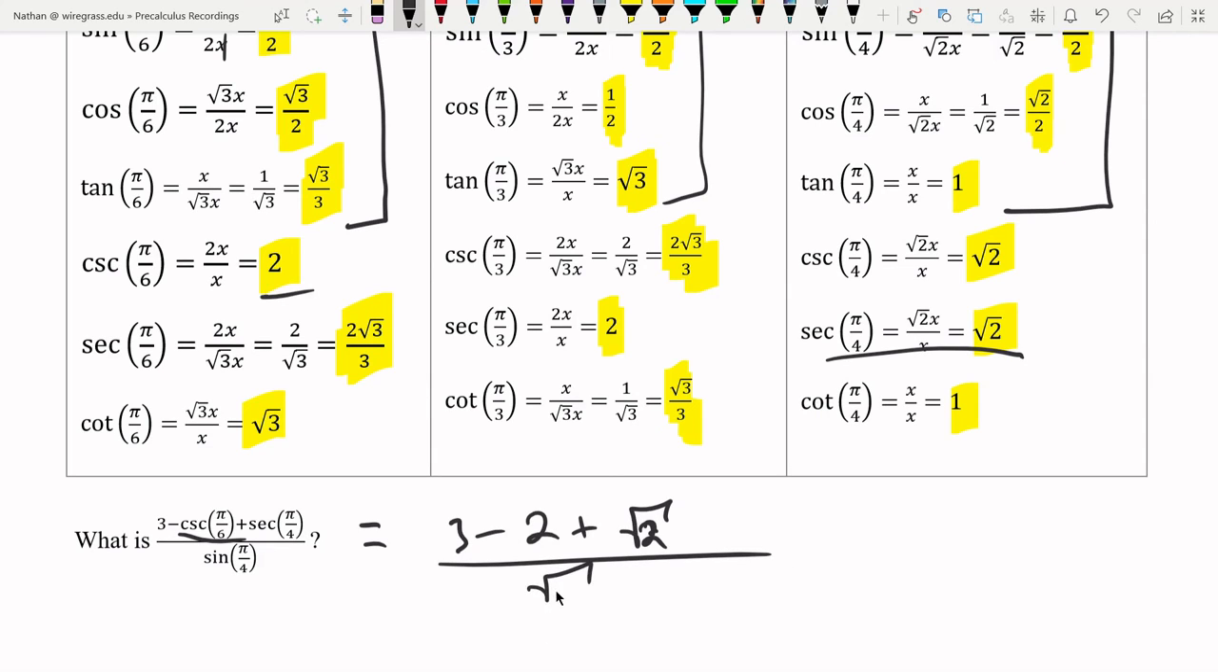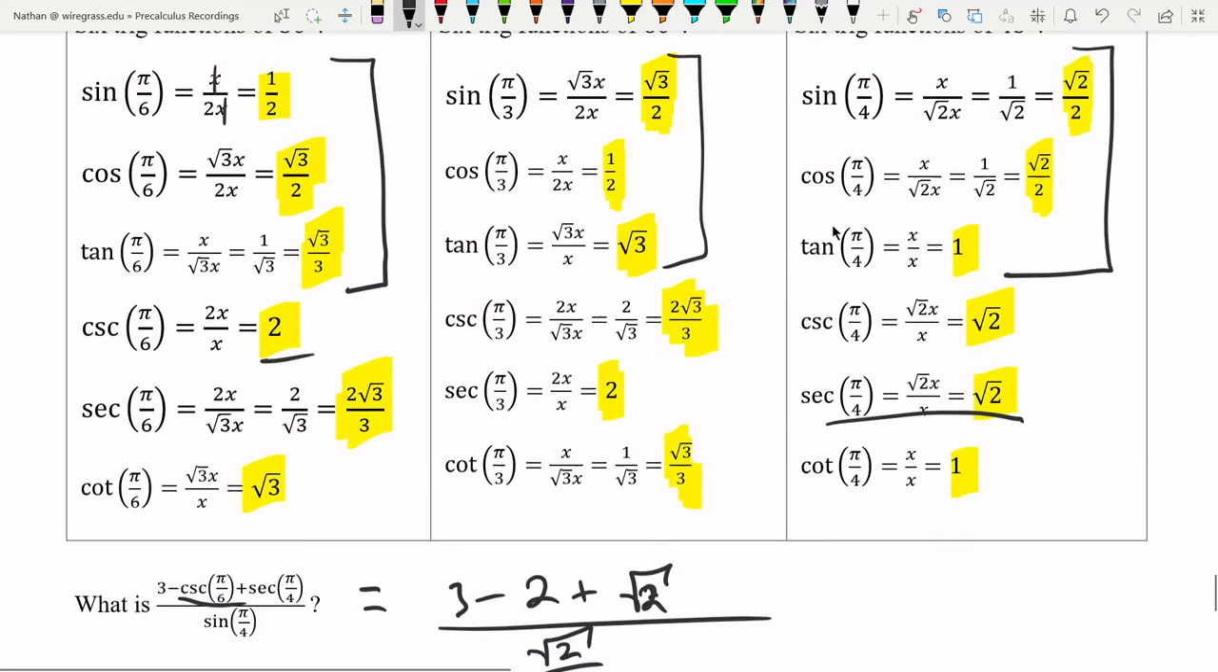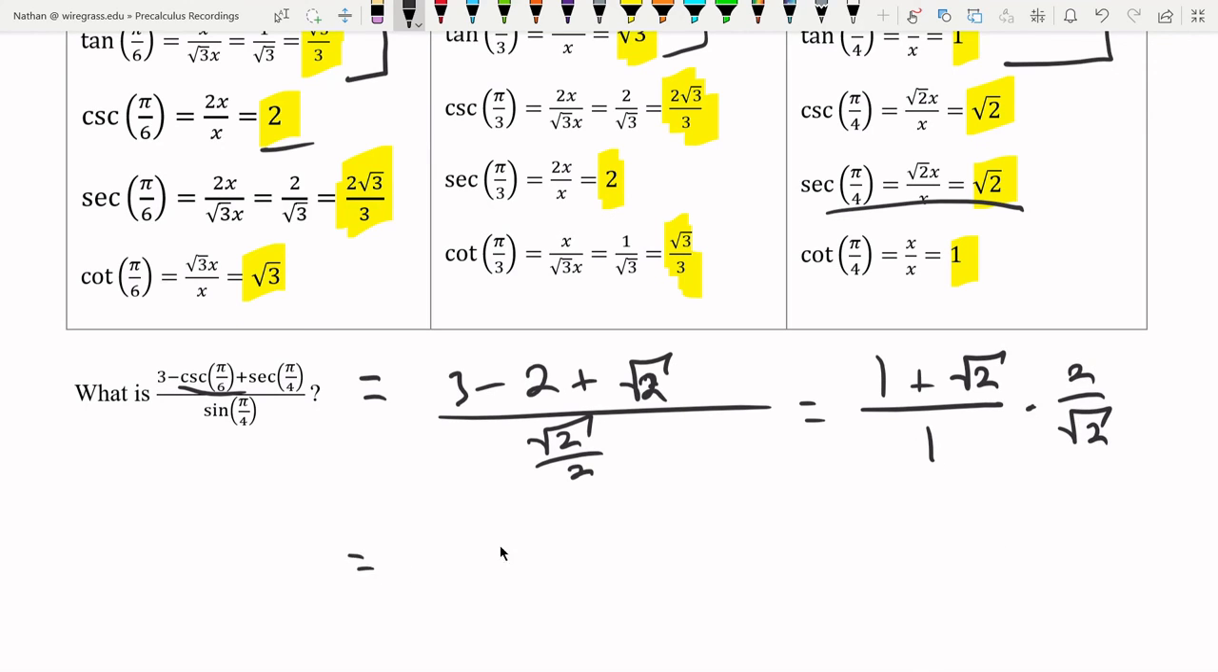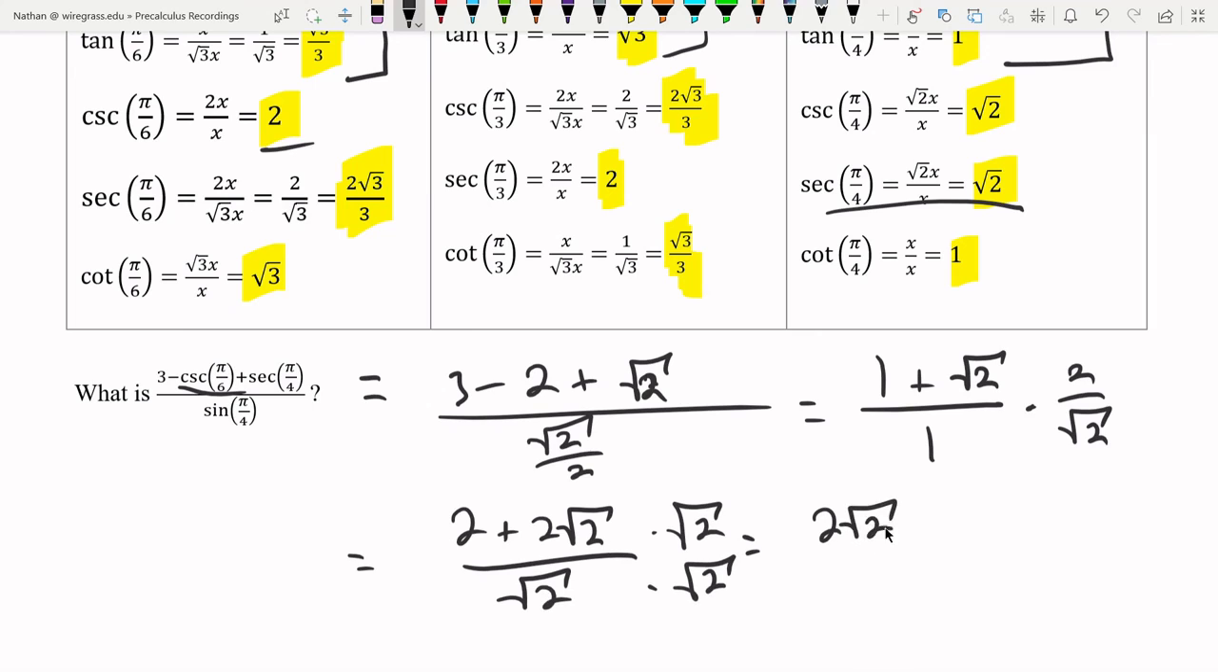Sine of pi over 4 is root 2 over 2, which is right there. And we simplify this down. We're going to get 1 plus root 2. The bottom is a fraction, so I'm going to multiply by the reciprocal. That's going to give me 2 plus 2 root 2 over root 2. Rationalize the denominator. And we get 2 root 2 plus 2 times 2. The root 2 and the root 2 make just 2. And on the bottom we get 2. 2's cancel everywhere. We get root 2 plus 2.